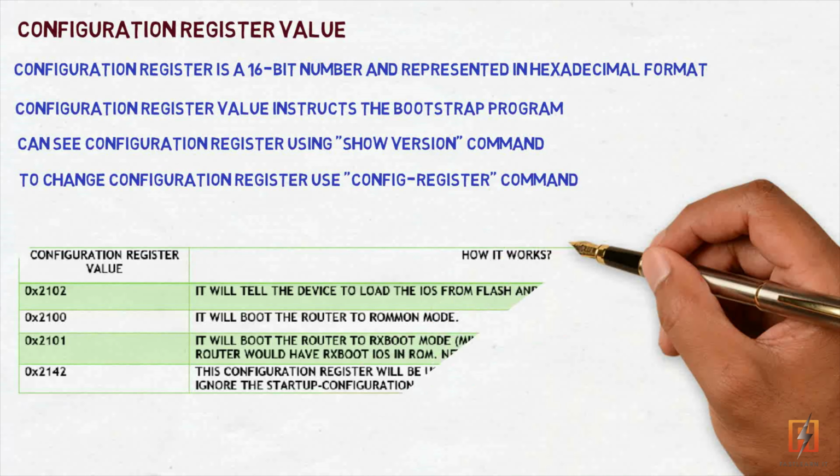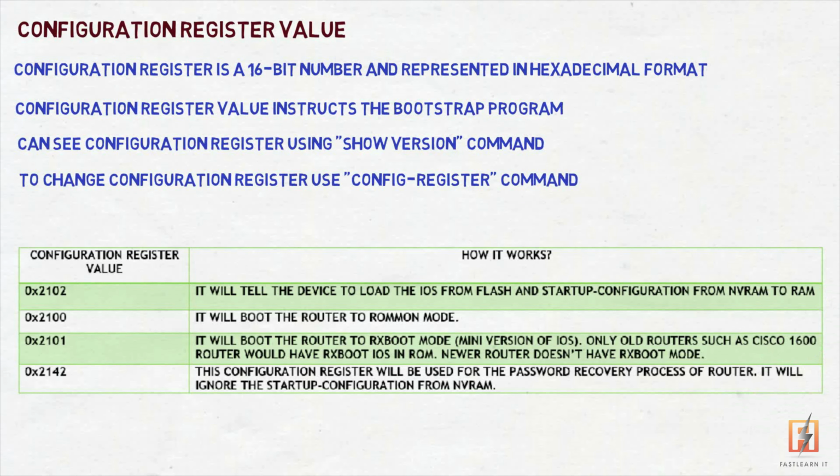So in the picture there are a variety of configuration register values you can see. The first value, that is the default value, 0x2102. It tells the device to load the IOS from flash to RAM, as well as the configuration file from NVRAM to RAM. The second one, 0x2100, this value lets the router forcefully get into ROMMON mode. New routers always boot into ROMMON mode in case they cannot find a valid IOS in flash.